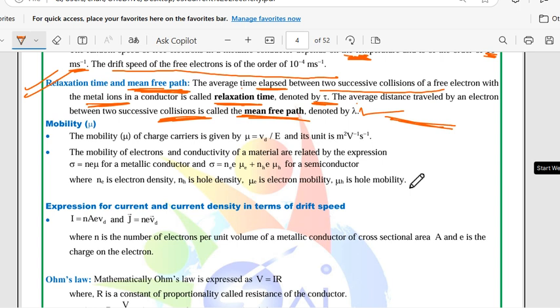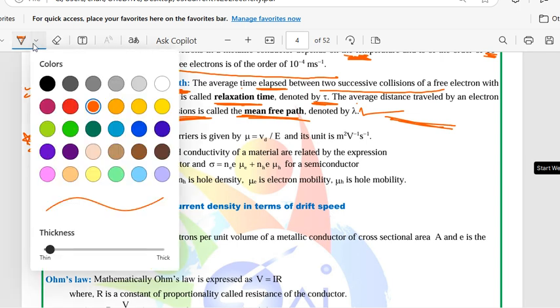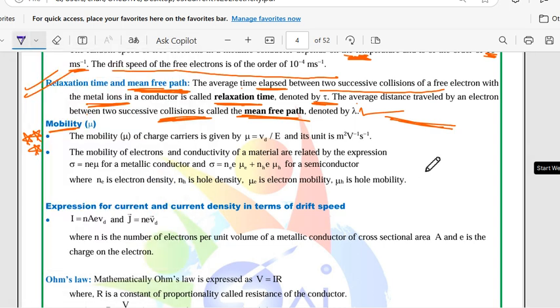Now, coming to the concept of mobility. A very important concept, mobility. In the general sense, mobility means movement. But as a physical quantity, what do we mean by mobility? It is denoted by the letter mu.